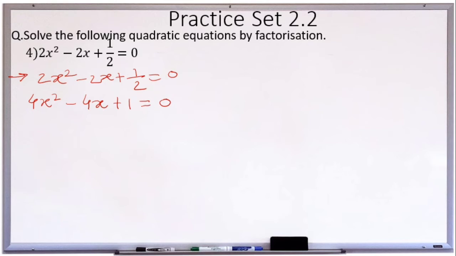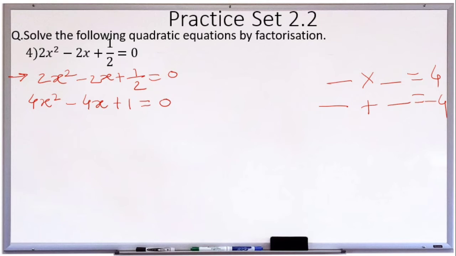Now we have to find two numbers such that their product is 4 and their addition is minus 4. So what are they?